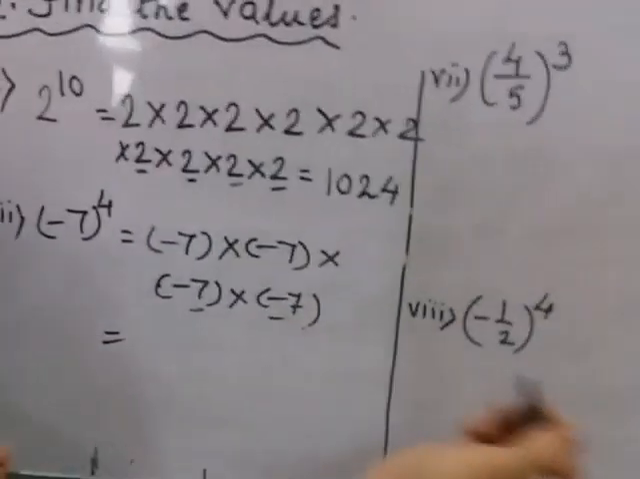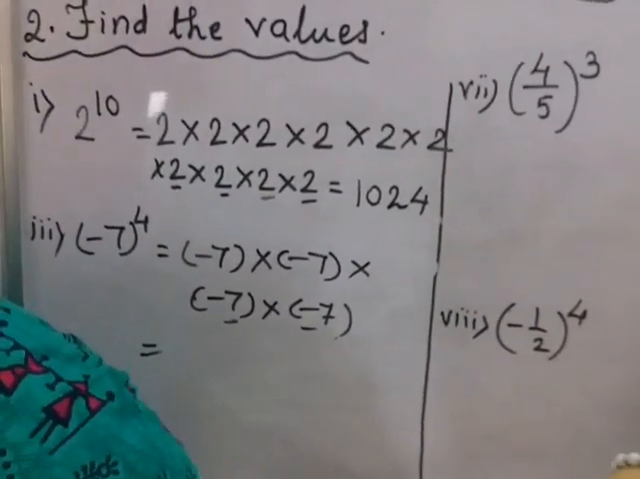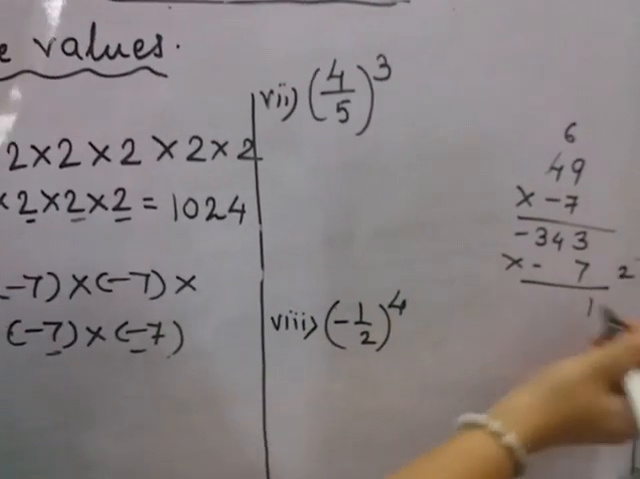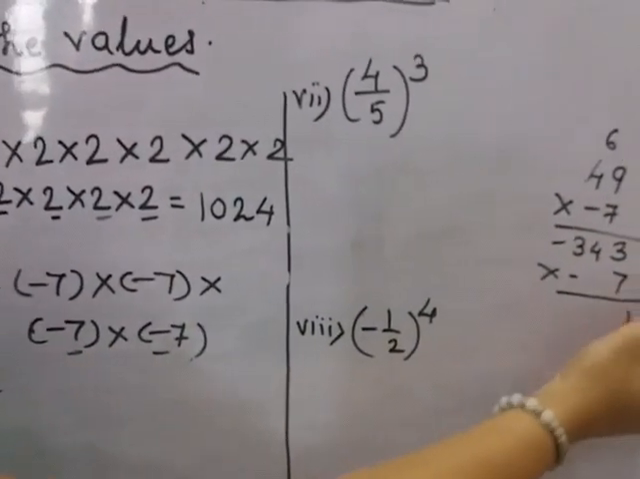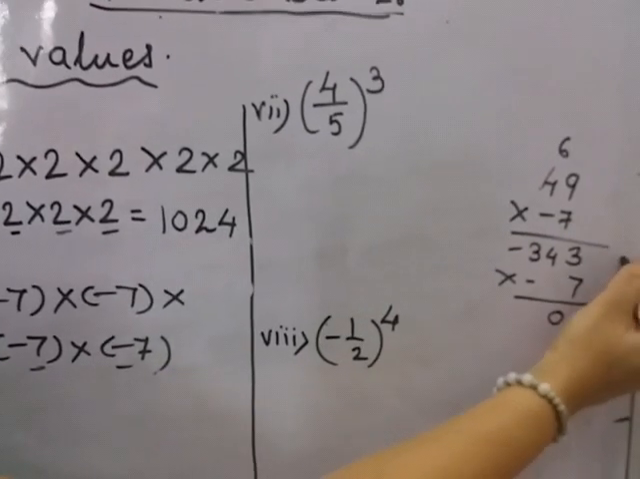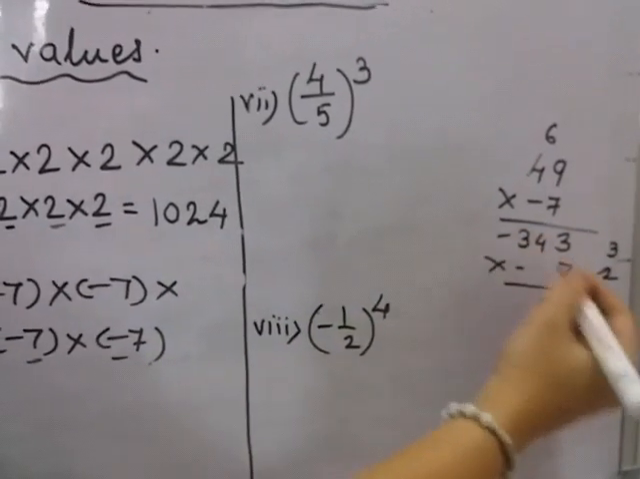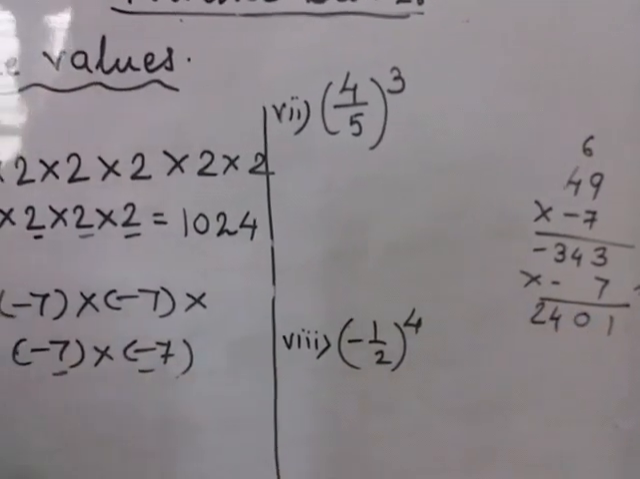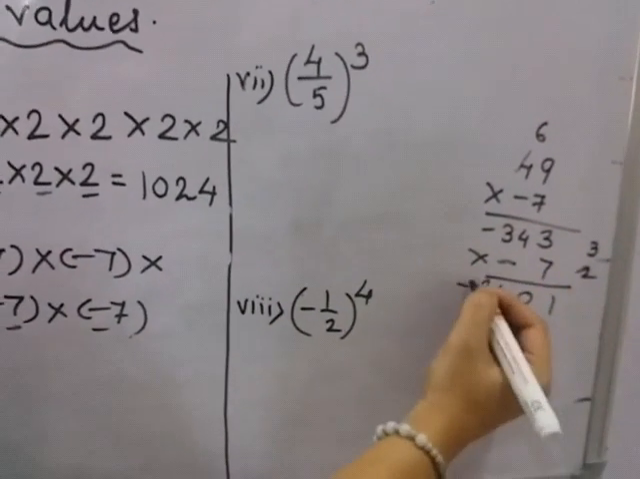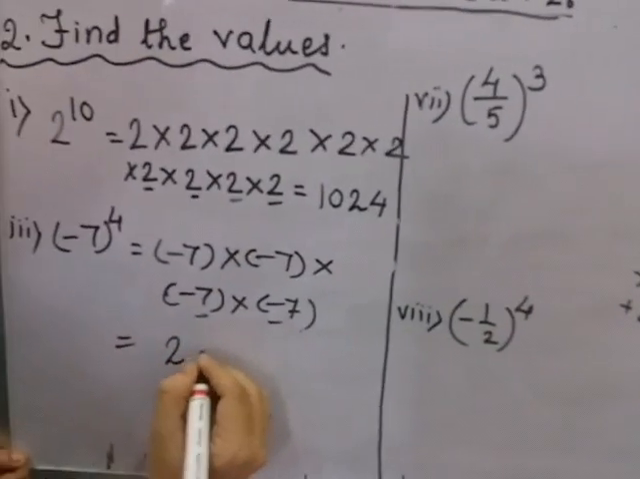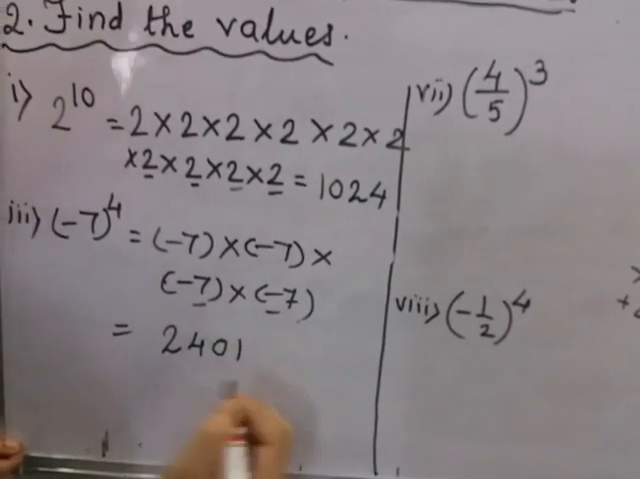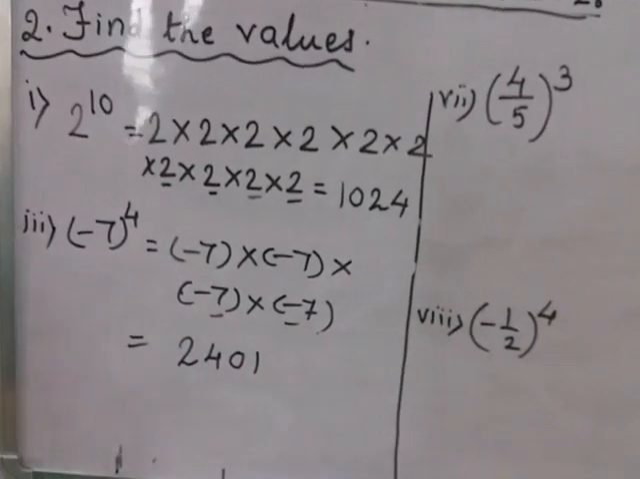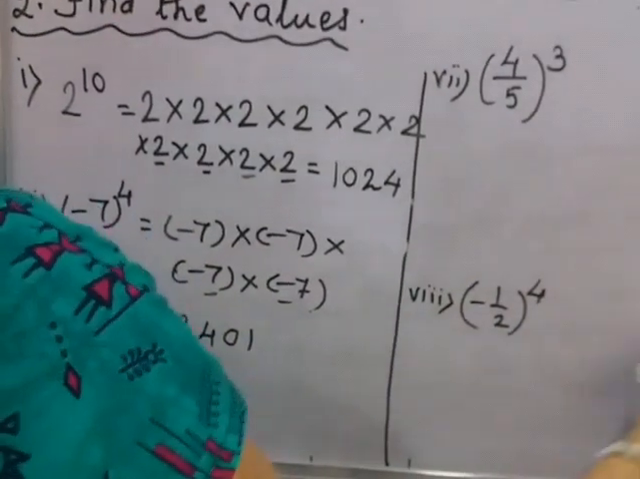Now again multiply by one more number, that is negative 7. So now we are going to get the answer. 7 threes are 21, carry 2. 7 fours are 28, plus 2, 30, carry 3. 7 threes are 21, plus 3, 24. Okay. But the numbers are negative, so the answer is finally what? Positive. So what is the answer? 2401. Okay student, I hope you understand how to solve even this second one.